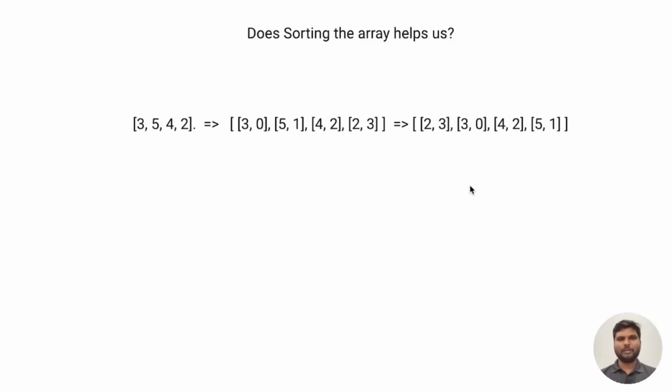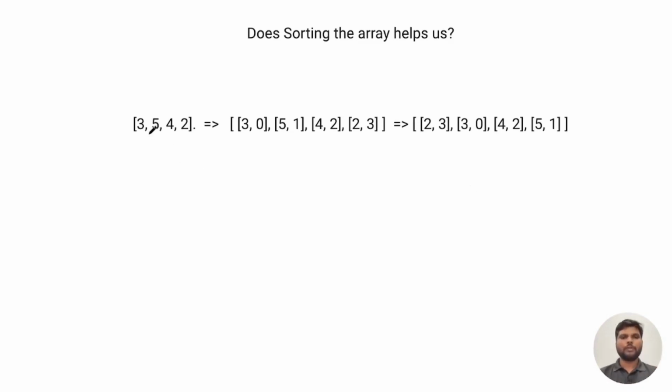What if we sort the array? But sorting has one problem: we lose the indexes. Sorting will change the indexes of each element, so they will get lost. So we need a way to preserve that index. And how can we do that? We can do that by keeping it with the element.